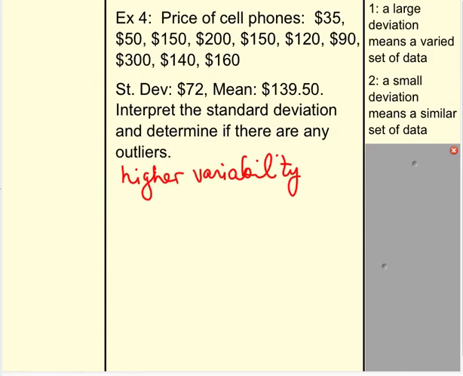And as you look through, you can see that. We've got a price of $35 and we've got a price of $300. So we have a high variability in the price of our cell phones because of the large standard deviation.